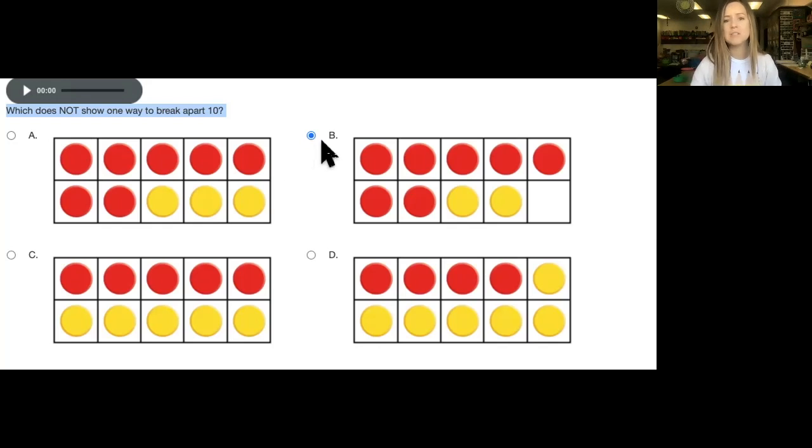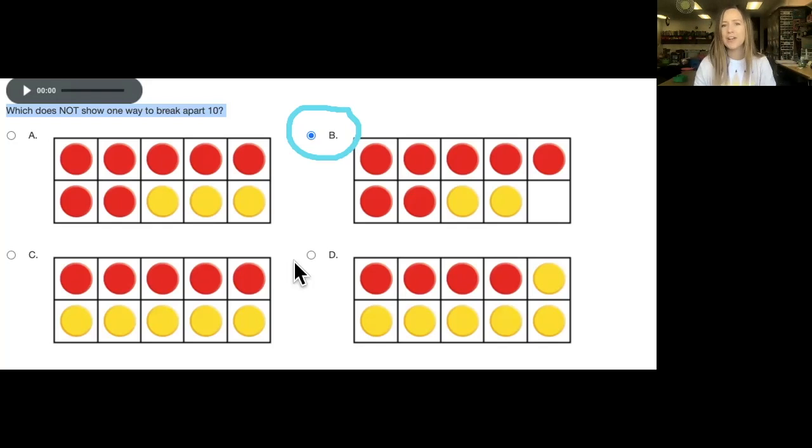Let's check out answer choice B. Is that 10 frame full? You're right, it's not. Look, there's an empty space. This one is not showing 10 because the 10 frame is not full. Right now, answer choice B is looking like a pretty good answer. But we're good test takers. Whenever you take a test, you always check all of your answers. Let's check C and D. Do those 10 frames show 10? You're right, they do. The 10 frames are full. Well, it looks like answer choice B is the only one that makes sense.